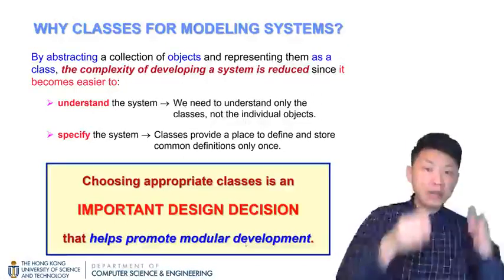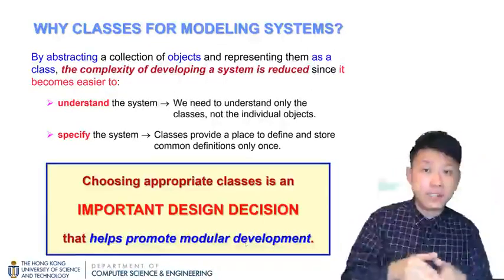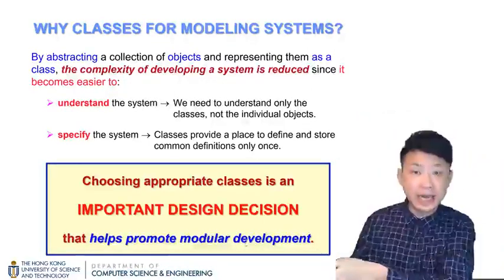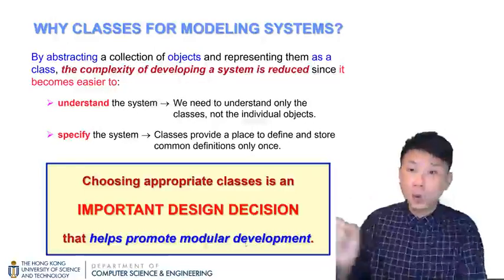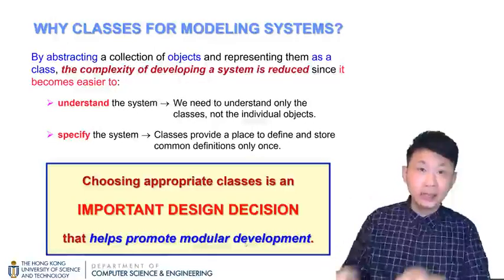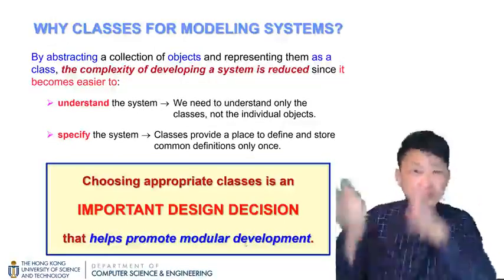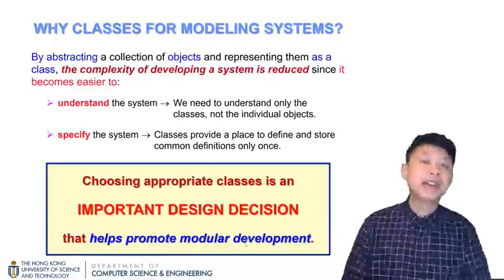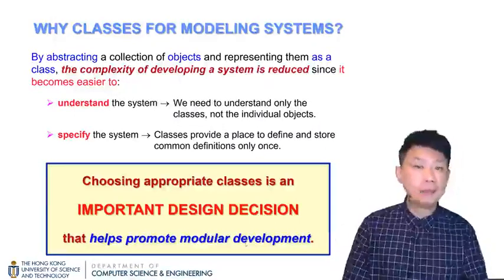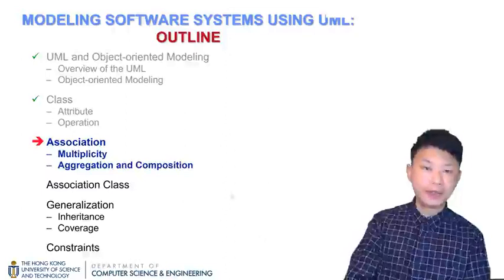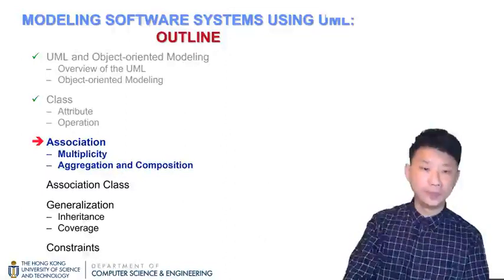So modularity means we try to chunk a large software system into smaller pieces, and then we handle the smaller pieces one at a time. If the piece is too general, too large, then we lose the advantage of modularity when we build a system. Another thing that I'm going to talk about for class diagrams is what we call association.